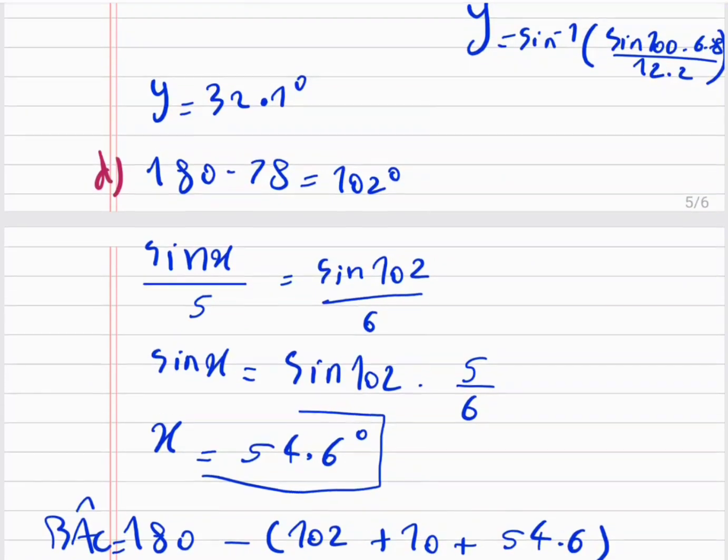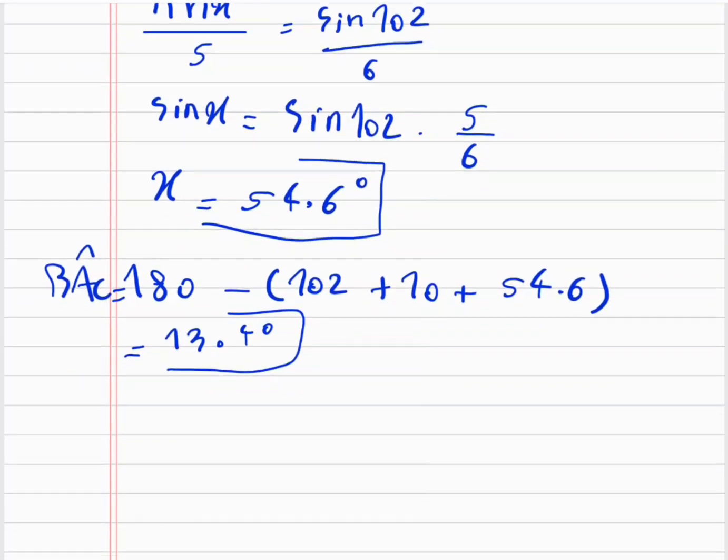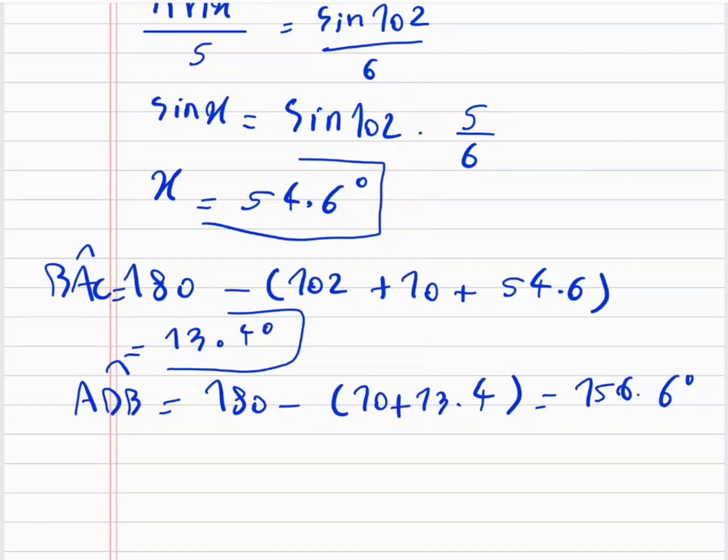So 13.4 is basically this angle here. Now we do 10 plus 13.4 and then 180 minus that to find the angle D. So to find D or ADB, we have 180 minus 10 plus 13.4 and we get 156.6 degrees.